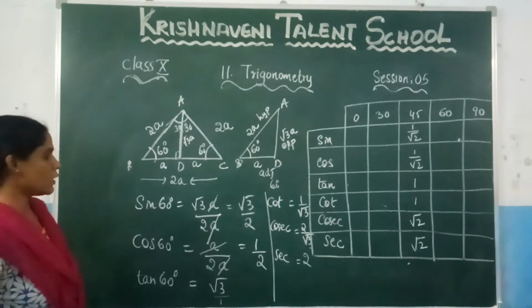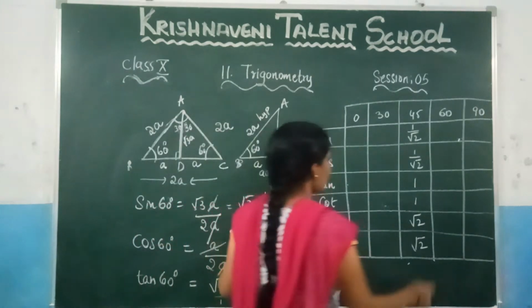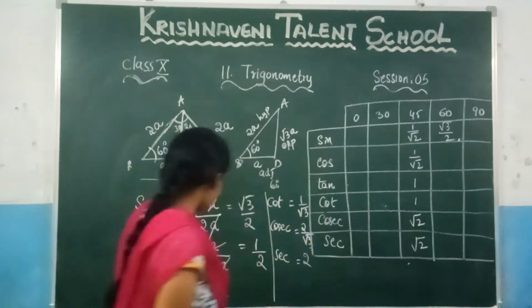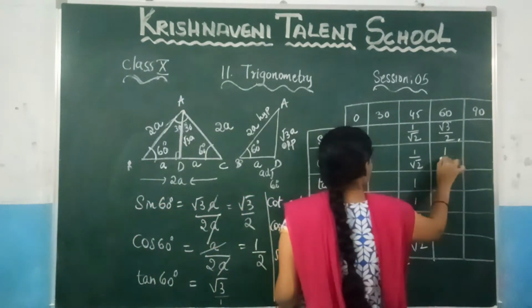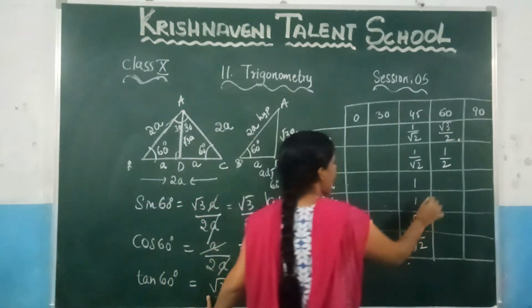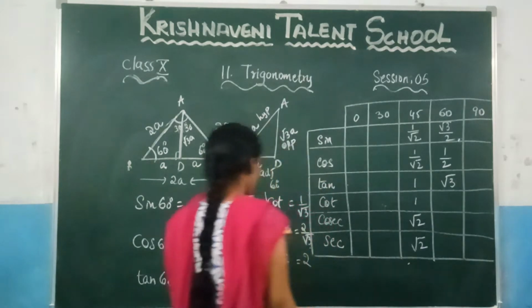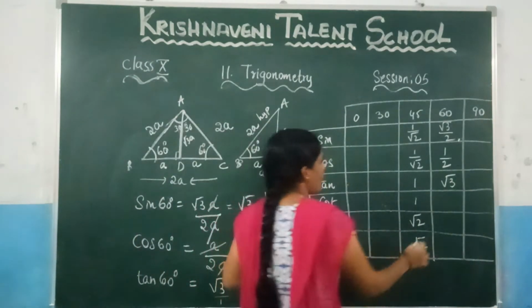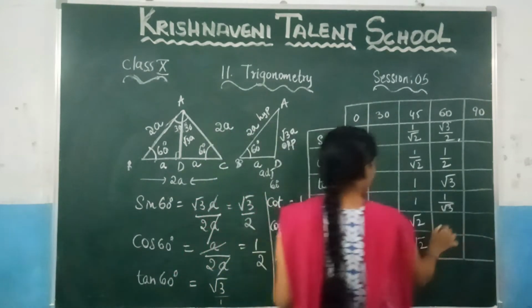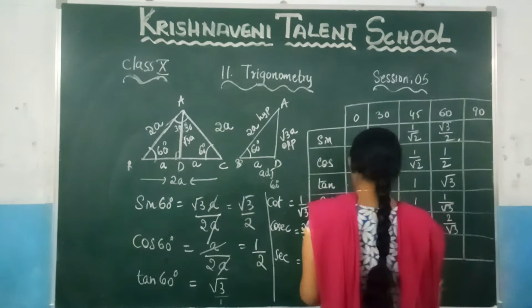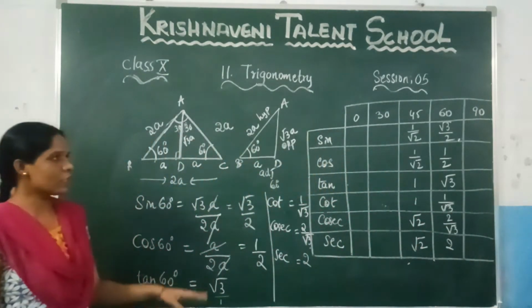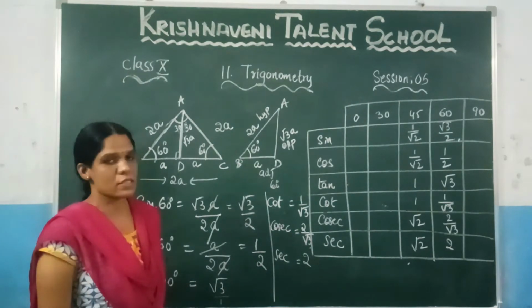Now fill in this table. What is the value of sine 60, which is nothing but root 3 by 2. So write it here, root 3 by 2. And what is the value of cos 60, which is 1 by 2. And what is the value of tan 60, which is root 3. Next, cot 1 by root 3. Next, cosecant 2 by root 3. And the secant, which is nothing but 2. So we have calculated all the trigonometric ratios of the specific angle, which is nothing but 60 degrees.